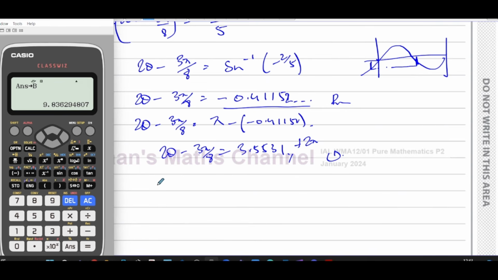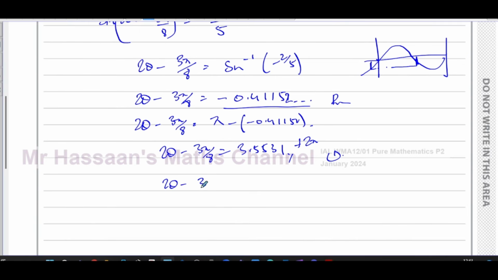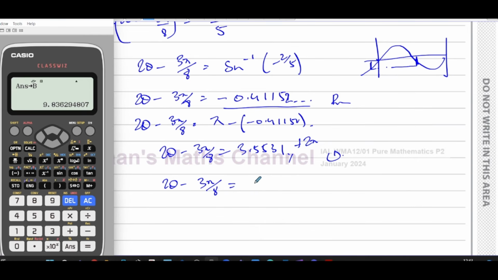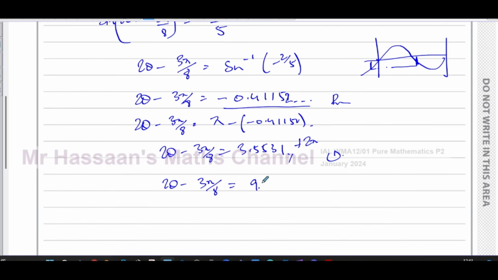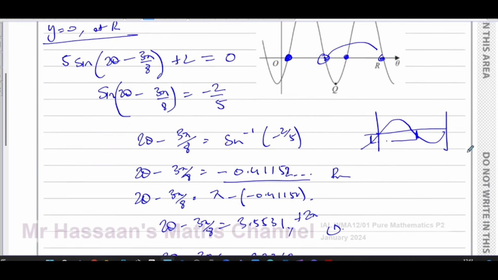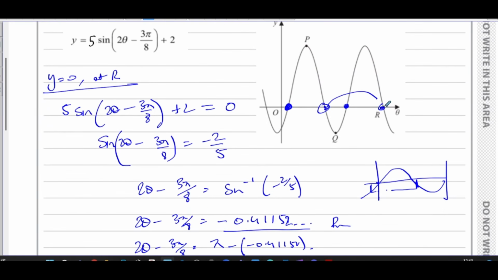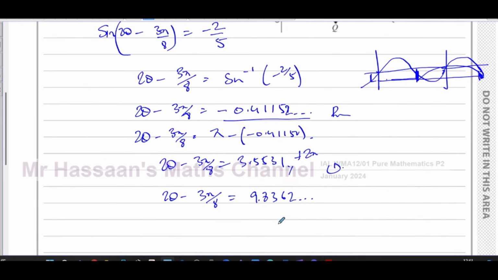So we have 2 theta minus 3 pi over 8 equals, and this is the angle I'm actually looking for, 9.8362. This is the angle which is going to lead me to the fourth solution. I'm looking for the fourth time this hits what I need, so the fourth time is going to be over here somewhere. It's the angle we found here, 2 pi more than that, and that will lead us to the solution we're looking for, which we found by just rearranging this for theta.